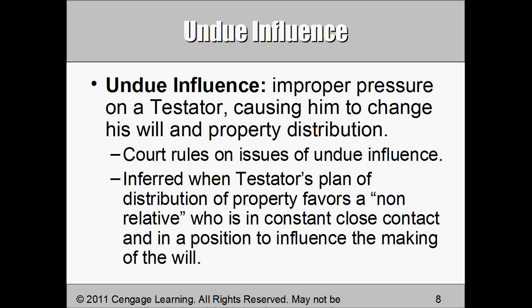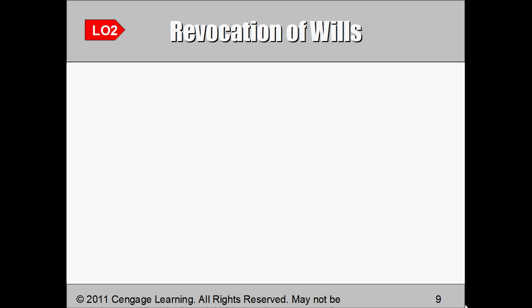The court rules on issues of undue influence. It's inferred when the testator's plans of distribution of property favor a non-relative who is in constant close contact and in a position to influence the making of the will. And that might be someone like a caregiver, or someone who might be, say, a friend or neighbor or whatever, and the court might presume that there may be undue influence on the behalf of this other party that is not a relative.